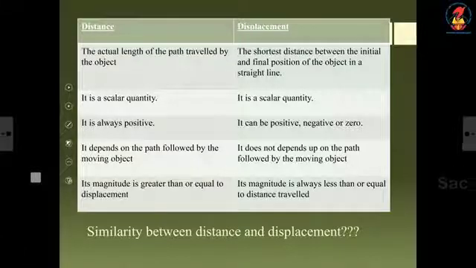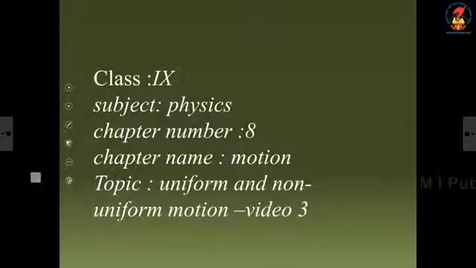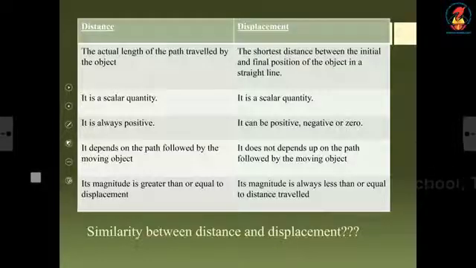It is a scalar quantity. Here, I wrote it as scalar quantity, but this one is wrong. This one is a vector quantity. Actually, displacement is a vector quantity. I wrote it as scalar quantity, so this one is wrong. Displacement is a vector quantity.